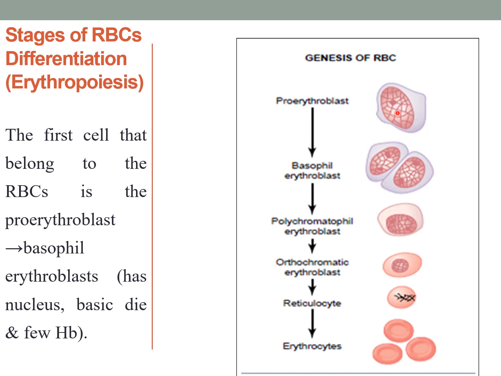Okay, this pro-erythroblast will give us the basophil erythroblast, which contains a nucleus and takes basic dye, which is the blue color. Okay, and it has a little hemoglobin.